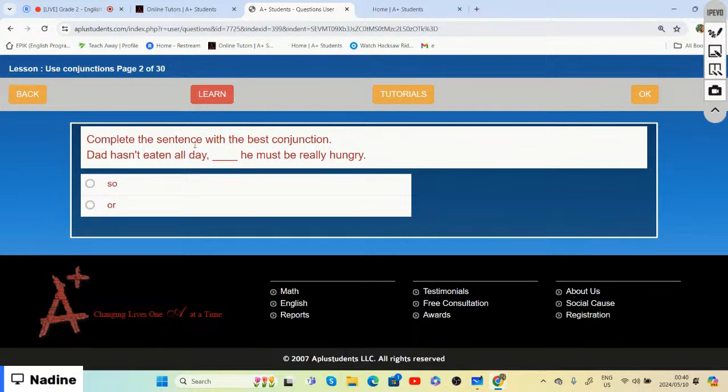Dad hasn't eaten all day. Do we say, so he must be really hungry? Or do we say, dad hasn't eaten all day or he must be hungry? Something happens because of something else. Dad hasn't eaten all day. He must be hungry.